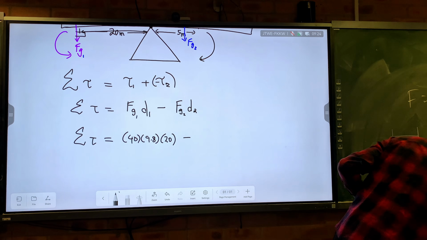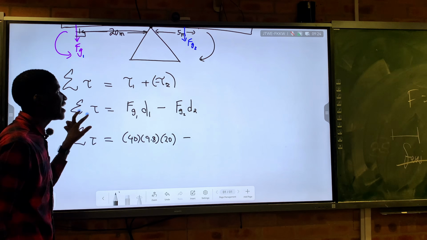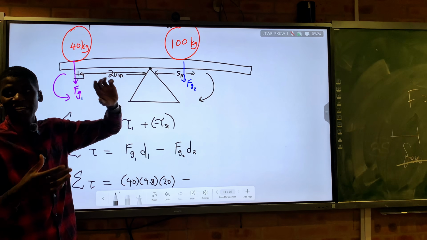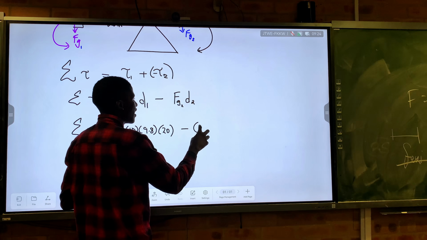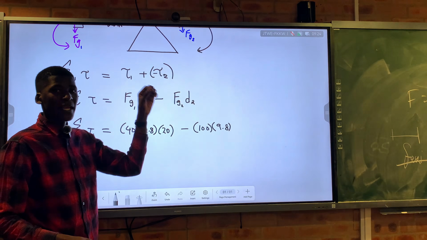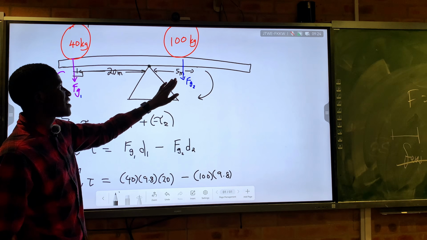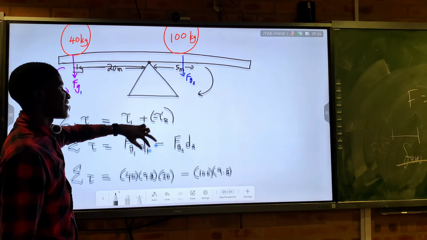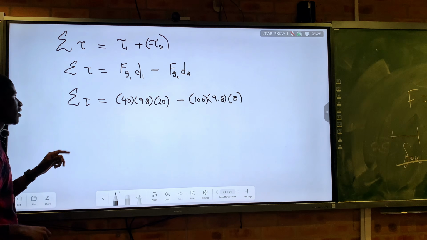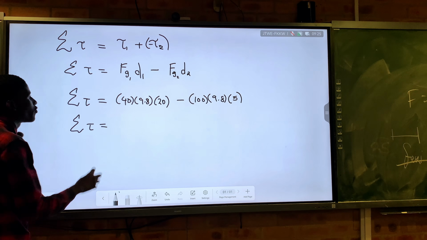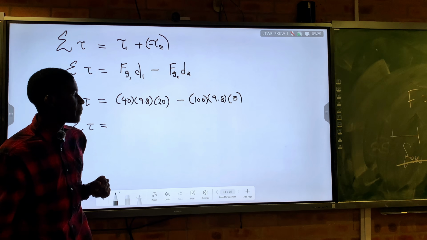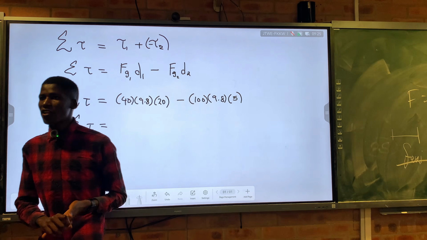So with that in mind, let us now substitute the gravitational force for the second object. It is going to be 100 kg multiplied by 9.8. You guys already know what the gravitational force is, mass times gravitational acceleration. Then the distance from the pivot is 5 meters. Alright, so the sum of the torque will be what? 40 multiplied by 9.8 multiplied by 20 minus 100 times 9.8 multiplied by 5. Please calculate that one for me.